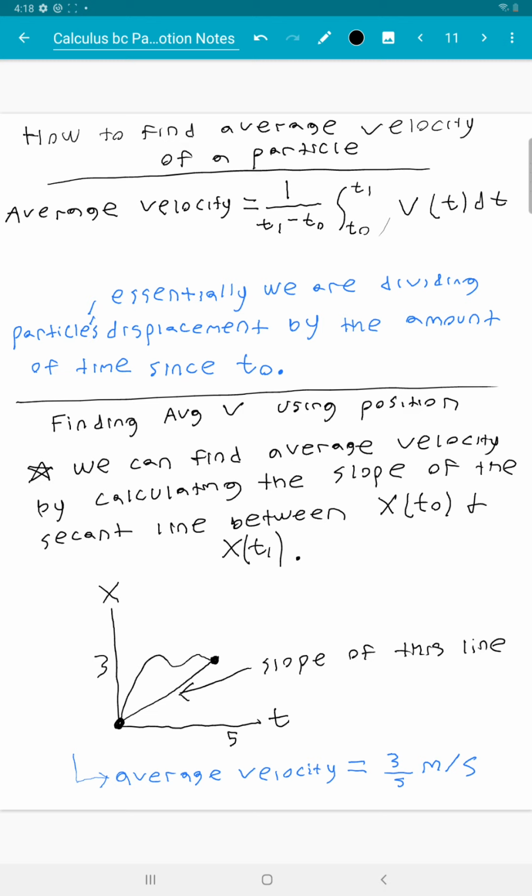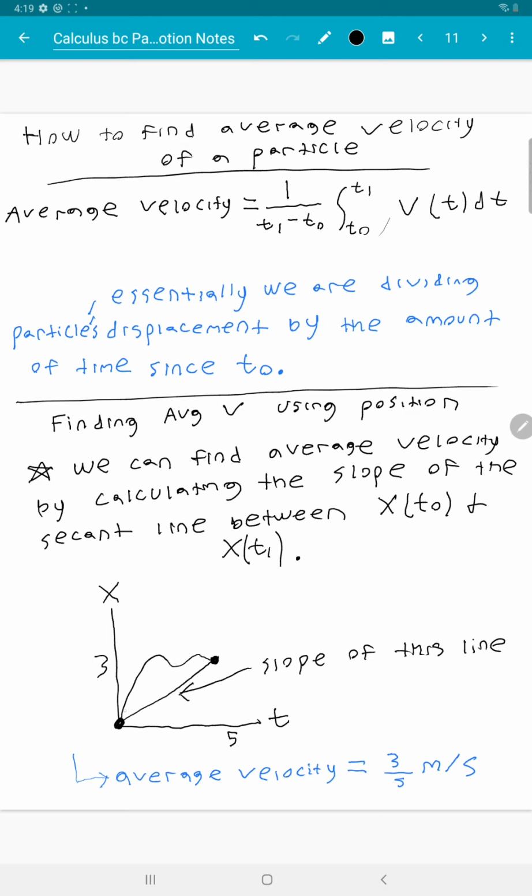So if we're trying to find the average velocity using position, we can find average velocity by calculating the slope of the secant line between x initial and x final. So let's think about this position graph. We are traveling 3 meters in 5 seconds, but we're not traveling in a straight line. We're going like 3 meters, and then we're going back a meter, and then we're going forward a meter, and then we're going back a meter. But we're ending up 3 meters away from where we started, and it took us 5 seconds.